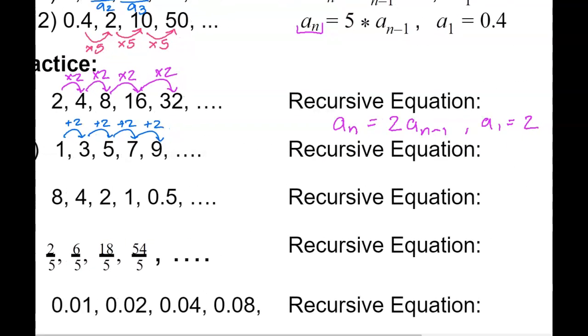So our recursive equation, how would I write it? A sub n is equal to, what are we doing to our previous term? Multiplying, adding, subtracting, what are we doing to it? Adding to it. So you write your previous term, a sub n minus 1, and we're adding how much? 2. And then we state our first term, which is 1. A sub 1 equals 1.